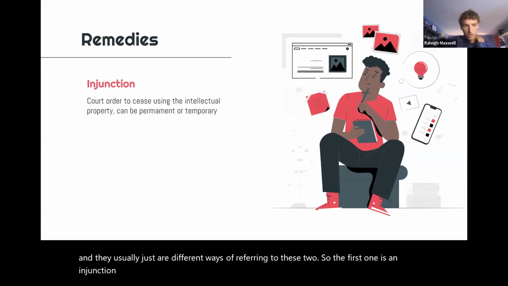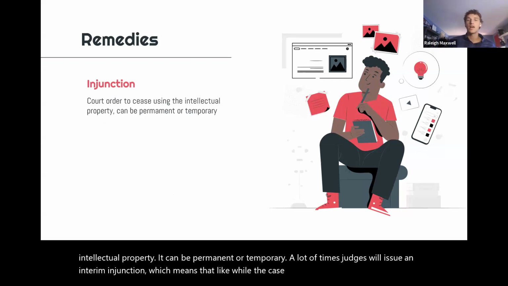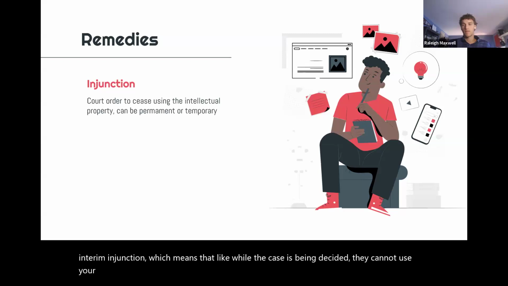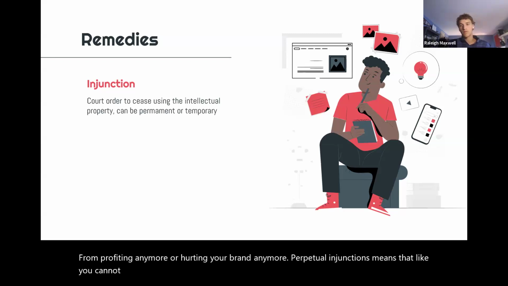So an injunction is when a court enjoins you or orders you to cease using the intellectual property. It can be permanent or temporary. A lot of times judges will issue an interim injunction, which means that while the case is being decided, they cannot use your intellectual property, just to prevent them from profiting anymore or hurting your brand anymore. Perpetual injunctions mean that you cannot use this intellectual property for good, right?